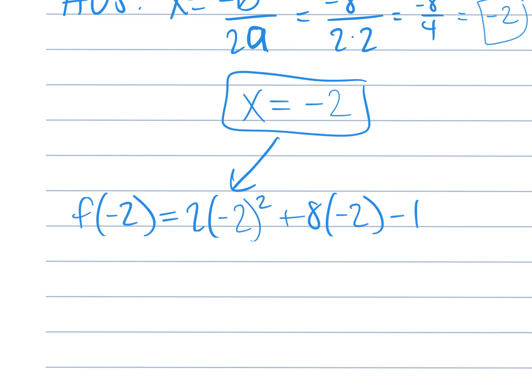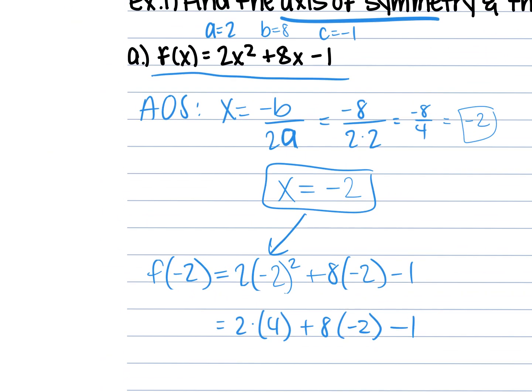Very good. What exponent do I evaluate? Negative 2 squared. What's negative 2 squared? So it's going to be 2 times 4 plus 8 times negative 2 minus 1. Wait, where'd you get the first 2? Oh, I got the first 2, Mia, from up here. I'm just plugging into my original function. Okay? You guys with me?